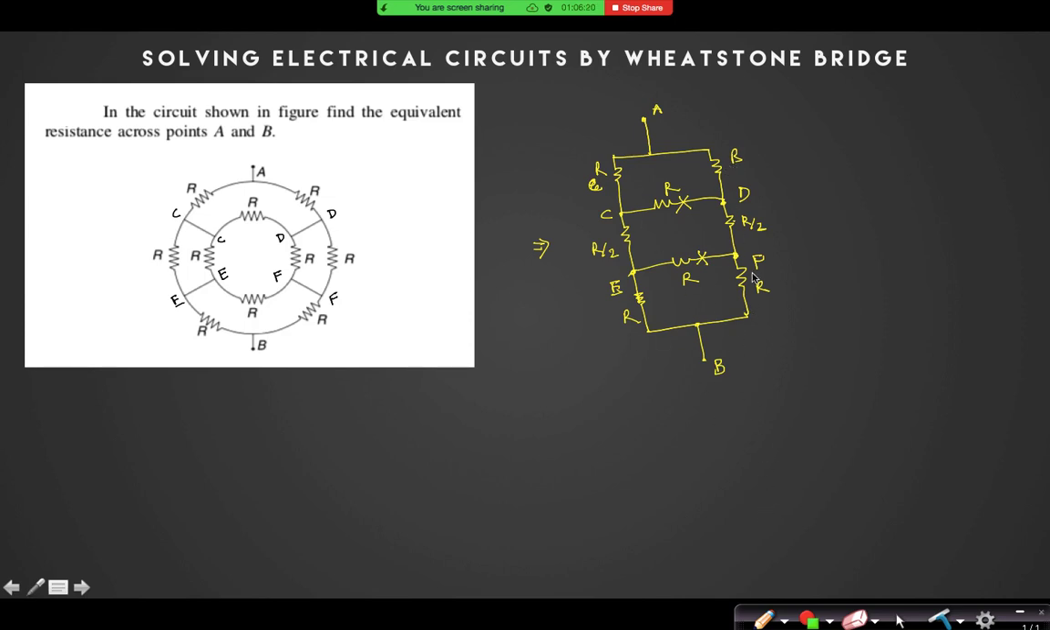So what is R plus R? 2R plus R by 2. It's 5R by 2. 5R by 2 and 5R by 2 are in parallel. So the resistance equivalent will be 5R by 4. Is that the answer you have got?